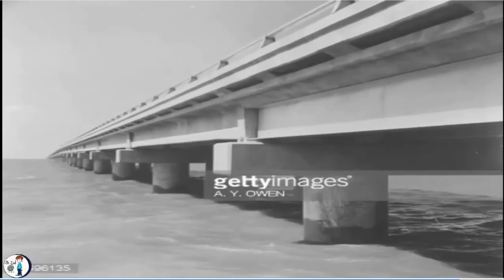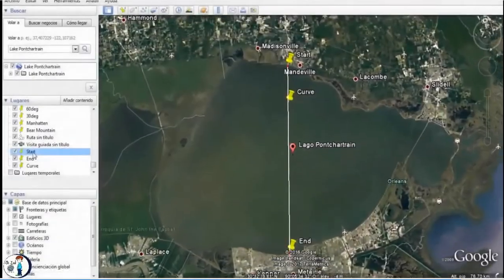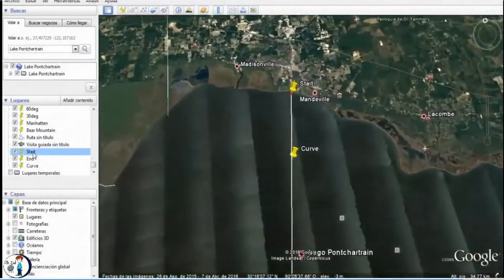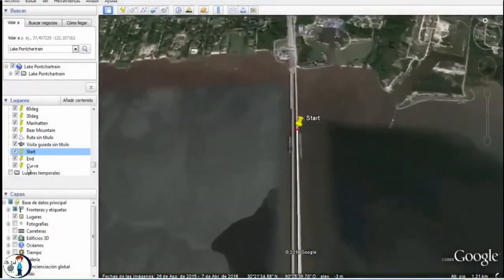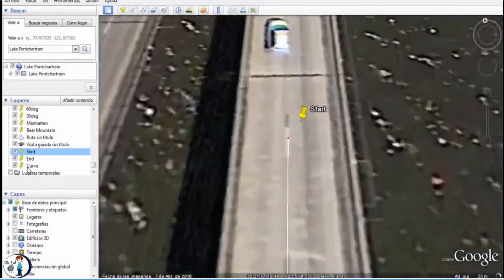Look carefully at this point right here. Do you see how the bridge is curving? Is it because of the curvature? No, of course not. The bridge is also curved like the power lines. As you can see here in Google Earth, it's curved. That is why you see a curve.